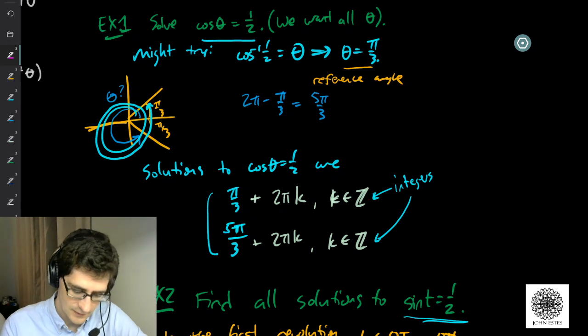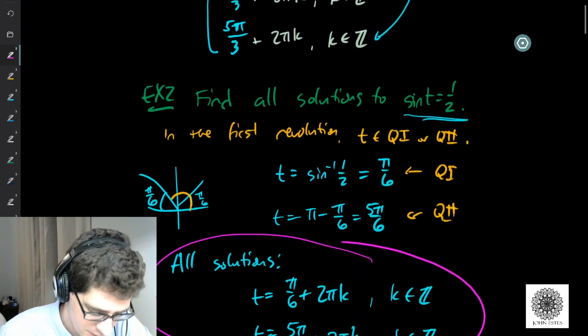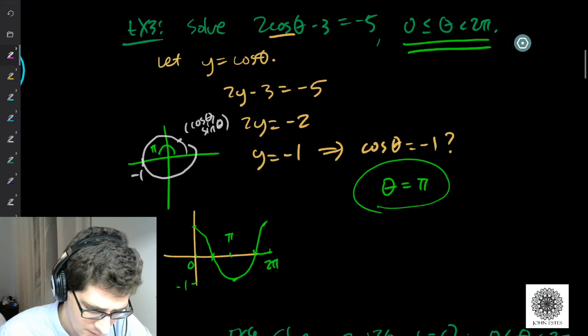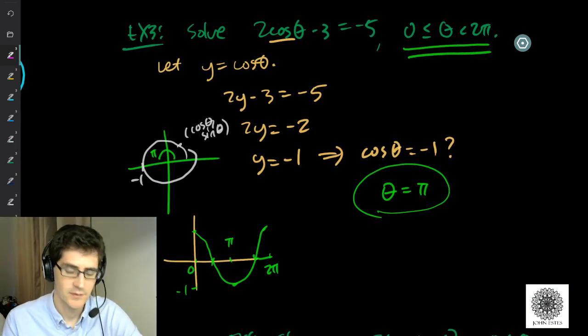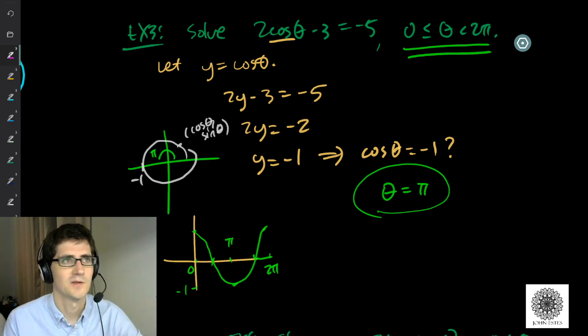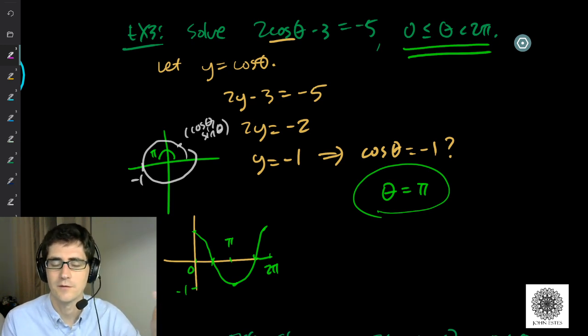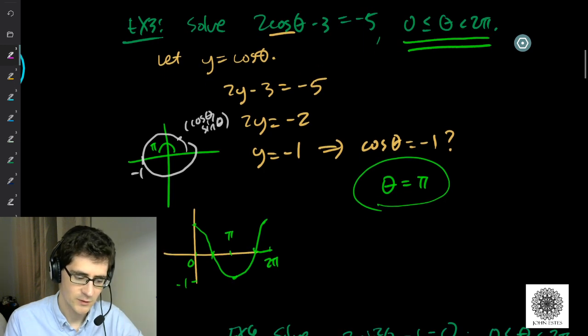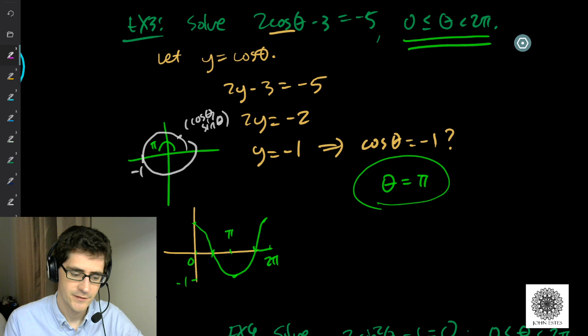All right. Now, most of the time, we restrict. So let's go down to another example here. Example 3, we restrict our angle from 0 to 2 pi, so we don't worry about the plus 2 pi k. Those are solutions, but we're really only talking about what our solutions are within the first revolution. And so, for example, this one, 2 cosine theta minus 3 equals -5.